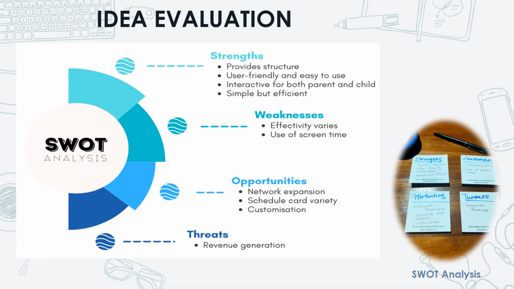I came up with a SWOT analysis to weigh the pros and cons of the concept. Strength: the schedule board provides structure to a child's daily activities. It is simple but gets the job done. It is also easy to navigate and is interactive both to the parent and the child. Weakness: the effectivity of the app is dependent on the parent and the child. If the parent does not input a schedule and the child does not adhere to the schedule, then the purpose is defeated. And since it's a mobile app, there is additional time spent in front of a screen when being used.